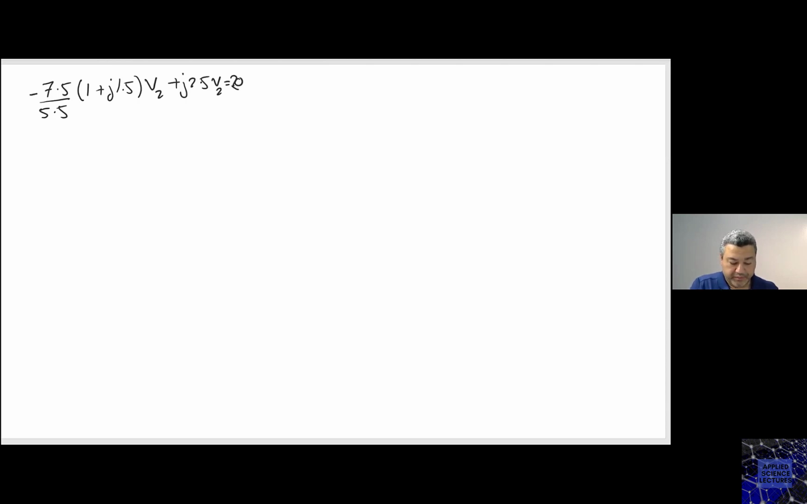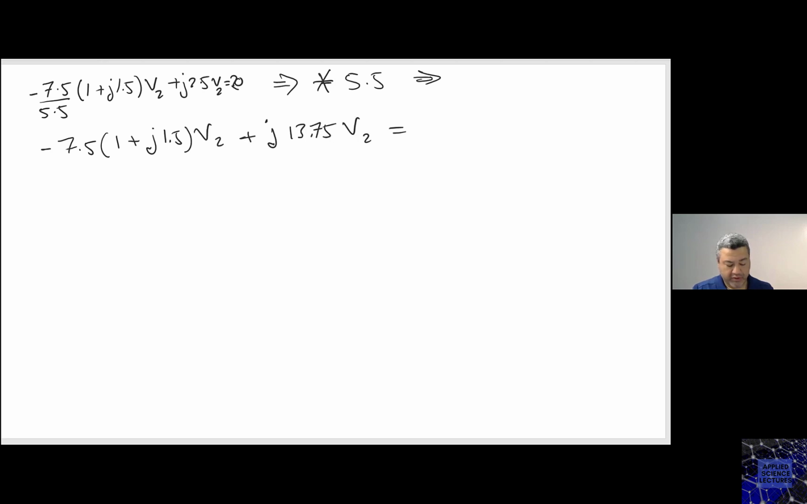Okay, so here, minus, if I multiply by 5.5, minus 7.5 (1 plus j1.5) V2 plus j13.75 V2 equals 20 times 5.5, which is 110.